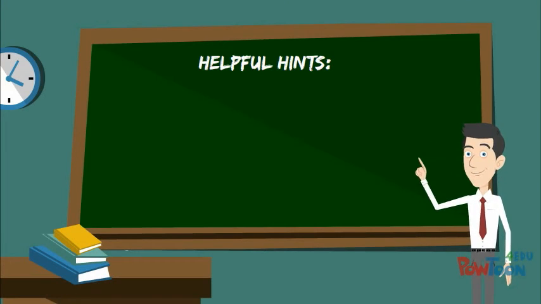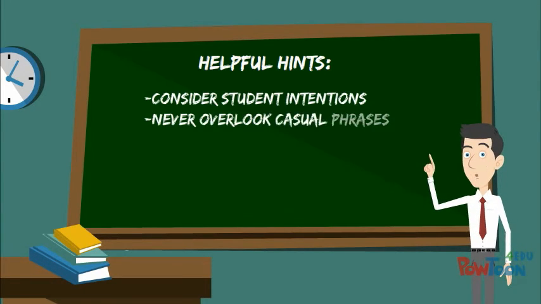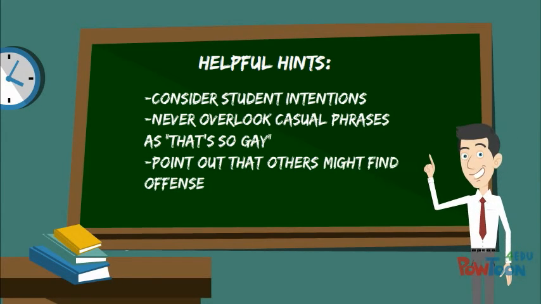A helpful hint is that casual comments can have unintended consequences. While young people may use phrases such as "that's so gay" or "faggot" in moments where they are not meant to be destructive, other students may receive that message with offense. Regardless of intent, an adult stepping in makes the world of difference.